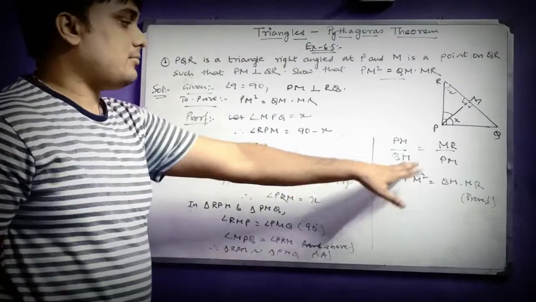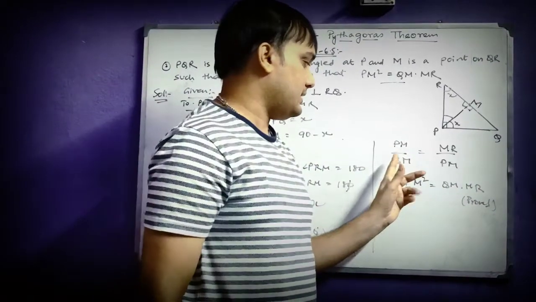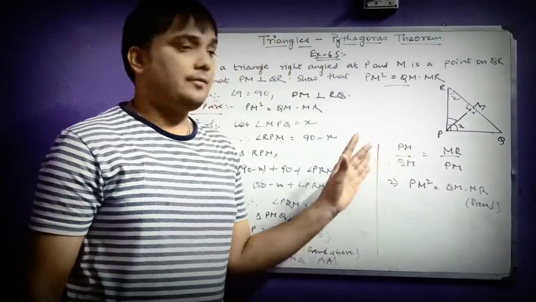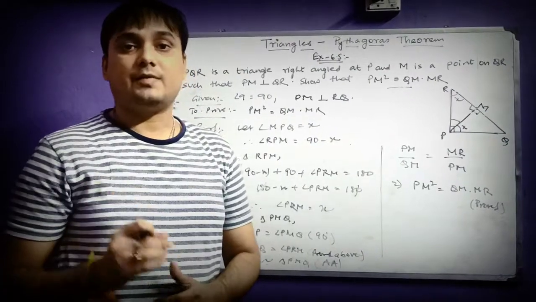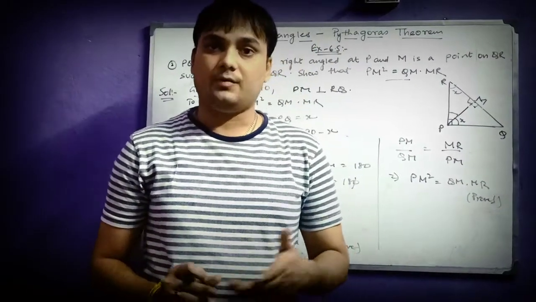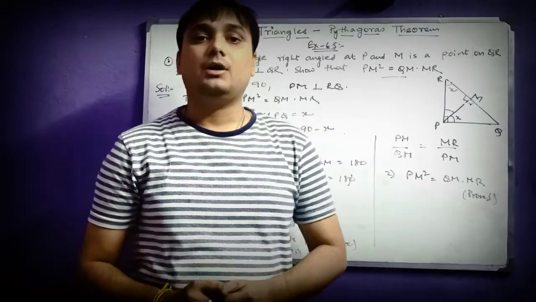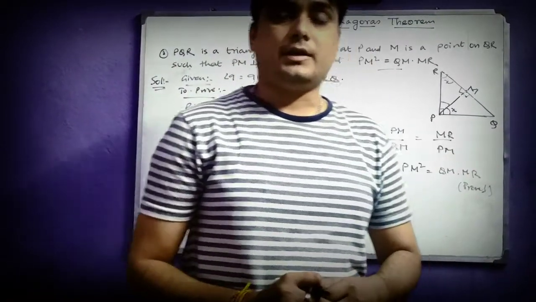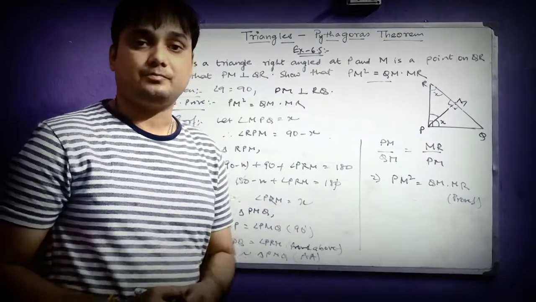Making the sides proportional after proving the two triangles similar is very important. If you make a mistake here, then the entire sum will be wrong. You will not get the to prove statement. So this is how we can solve this. Let us go to the next question.